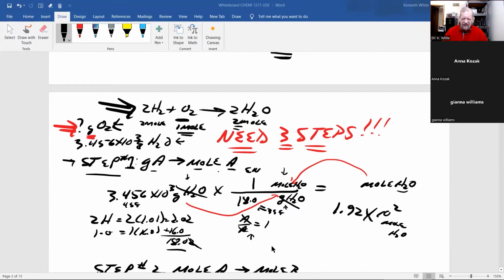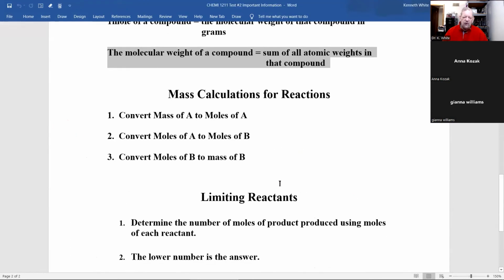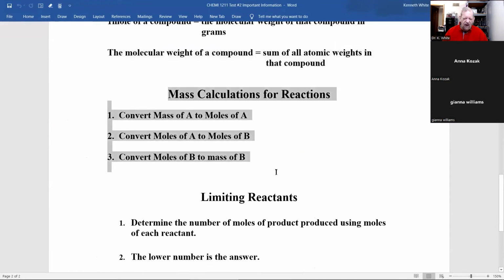And as I said, important information, you will be given this for test 1. You have the 3 steps for mass calculations. Remember, mass means grams. Convert mass of whatever you're given to moles of that compound. Next step, convert moles of whatever you just found to moles of what you're trying to get to. And the third step, convert moles of what you just found to grams, which is your final answer.